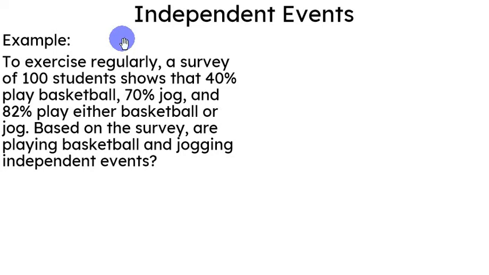Let's have an example of independent events. To exercise regularly, a survey of 100 students showed that 40% play basketball, 70% jog, and 82% play either basketball or jog. Based on the survey, are playing basketball and jogging independent events? Pause the video and try to see if you'll be able to answer this question.